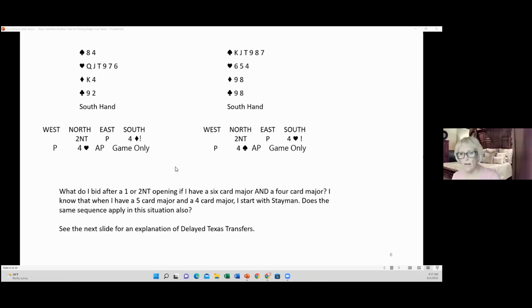Got a question from Ella. All right, Ella, fire away. Can you use the Texas transfer with a minor suit? Well, no, that's the short answer.